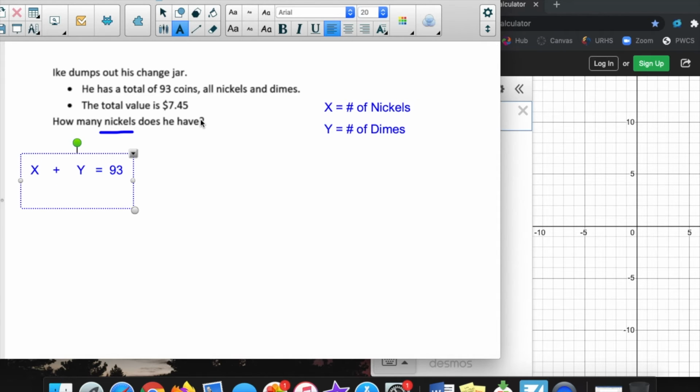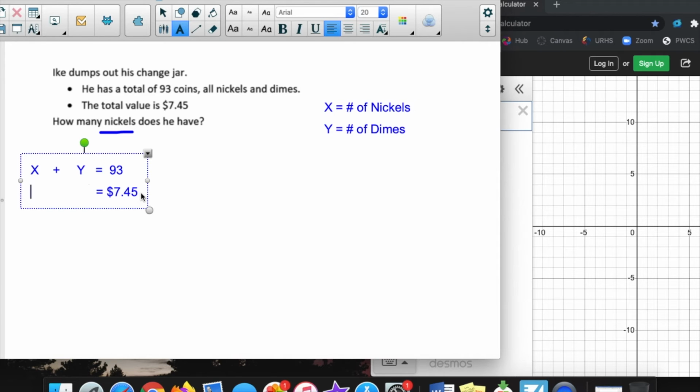And now for my second equation, okay, the other number I didn't use in here is $7.45. So that is going to be another total that I have, right? $7.45. So again, think about this. What don't I know in this situation? I don't know how many nickels and how many dimes he has. I know that he has 93 total coins, and I know that if he added up the value of all those coins, he would have $7.45.